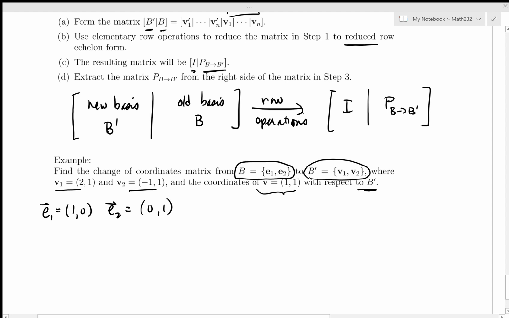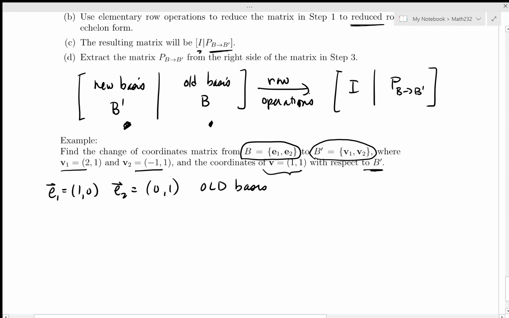So it is the case, that is our old basis, our original basis, however you want to look at this. The key is to put the new one here and the old one here. That's the old one. The new basis, B prime, this is the new one, that looks like this, these two vectors, 2, 1, and minus 1, 1. Okay, so our vector V, this guy, V, which is 1, 1, looks like this.